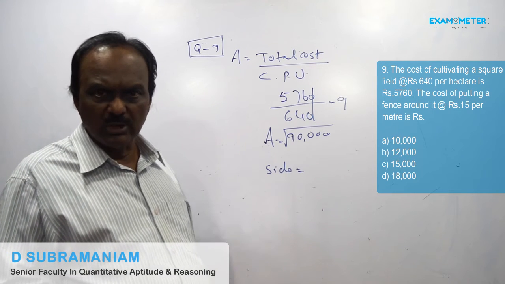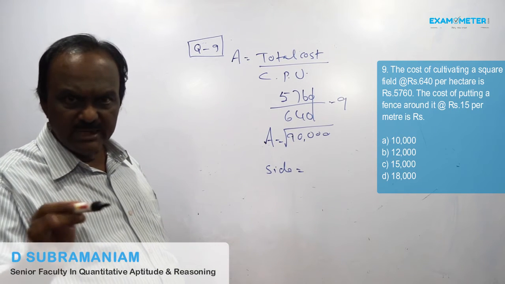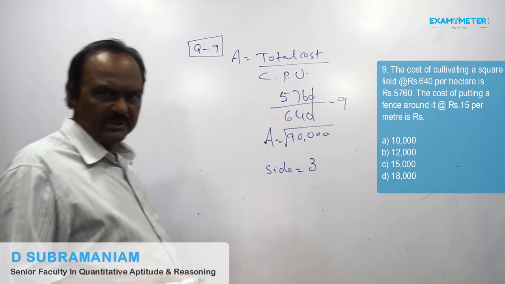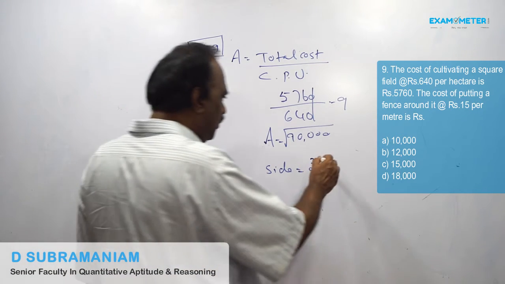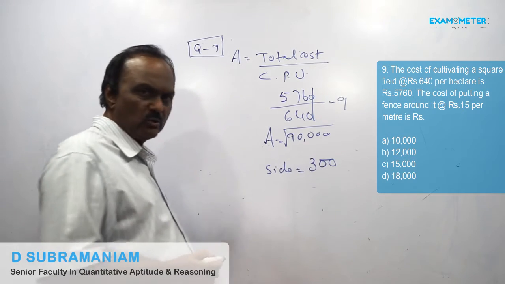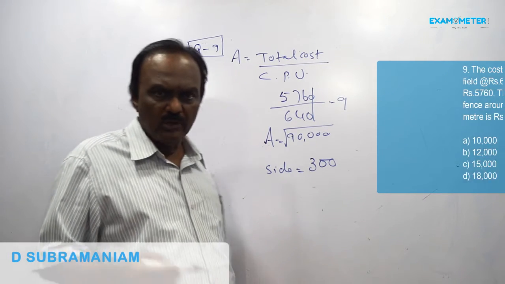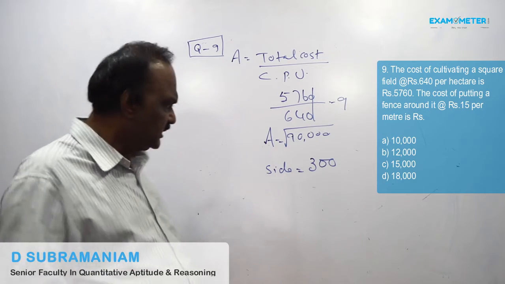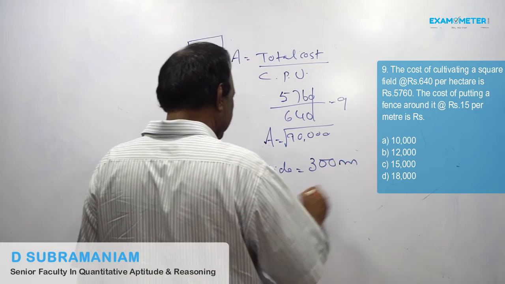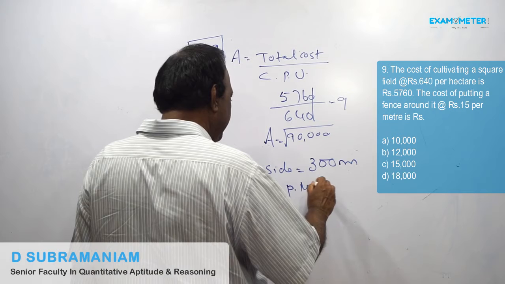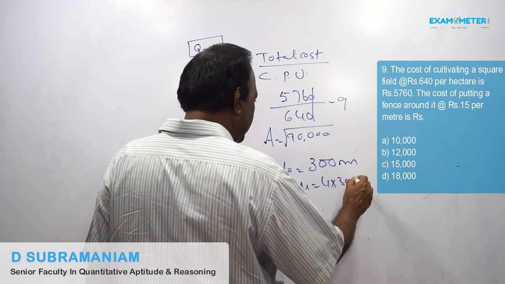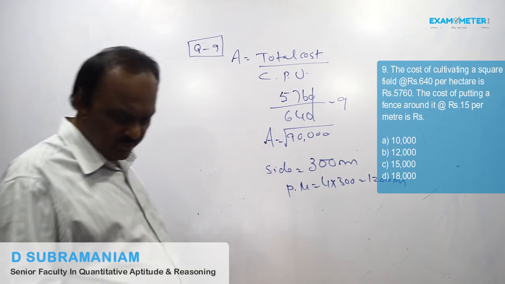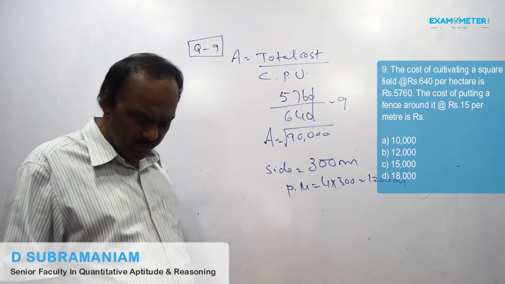How to find out the root of 90,000 without using any paperwork? First find out the root of 9. Easily you can find out. For root of 9, you find the root, 3. For 4 zeros, take 2 zeros. So side is 300 meters. Therefore, perimeter is equal to 4 into side, that is 1200 meters.